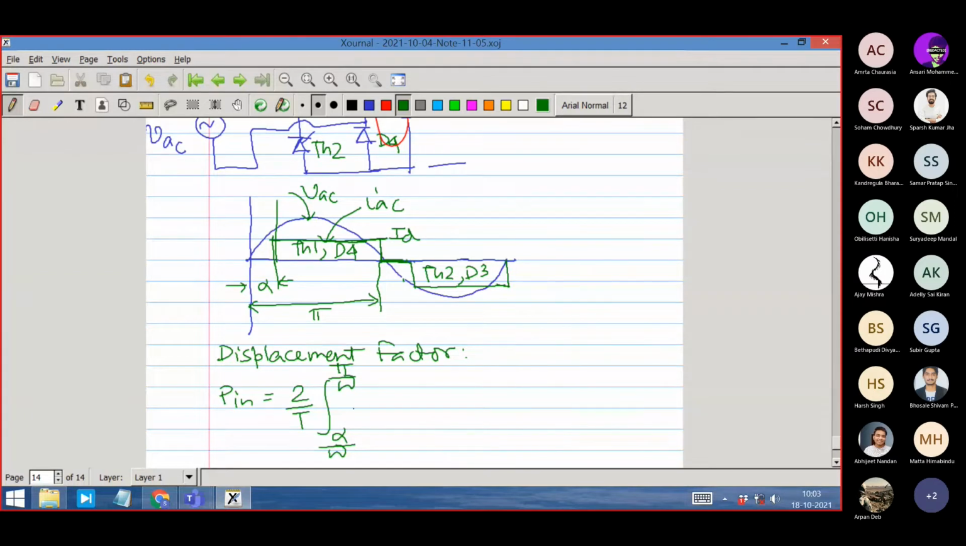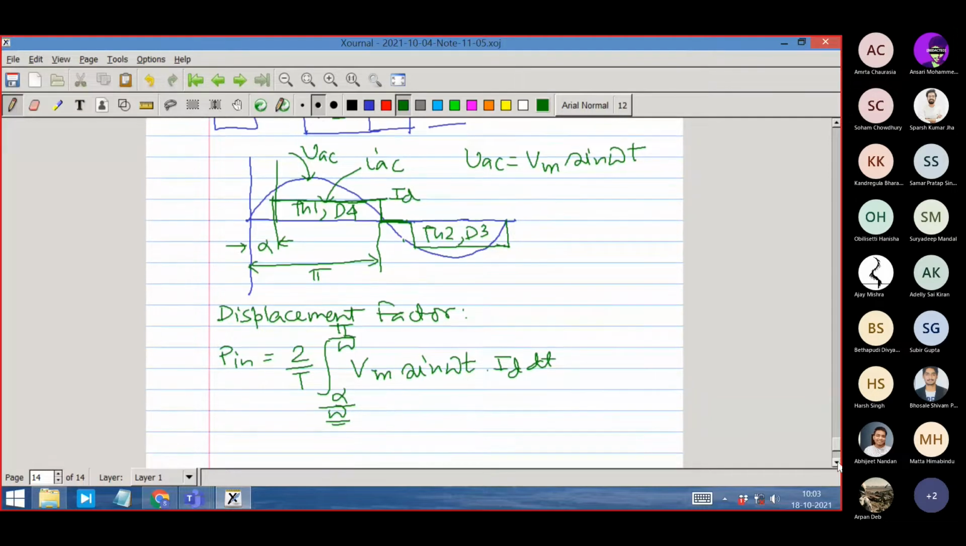That is when Vm sine omega t is the supply voltage. VAC is equal to Vm sine omega t. Let me put this as capital Vm, so that this is capital Vm into sine omega t into ID into dt. You understood why I took this limit, because otherwise the current is 0 from the input side, right? And you know the positive part and negative part are equal, so the power would be equal. So this factor of 2 is coming in, and T is the period.